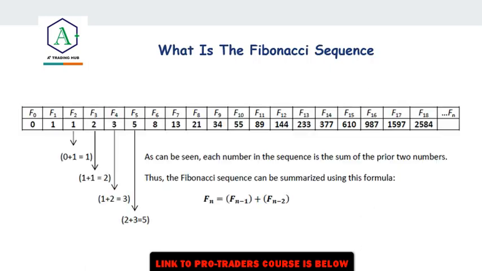Here's the Fibonacci sequence. It looked crazy to me at the start. The first time I saw this sequence, I was like, what is this? And I was just looking at it. But at the end of the day, I got to understand how it works. As can be seen, each number in the sequence is the sum of the previous two numbers. Thus, the Fibonacci sequence can be summarized using this formula here. I'm not a mathematician though. Calculation gets me bored, but this is the formula. If you are good in mathematics, you can do that formula stuff.